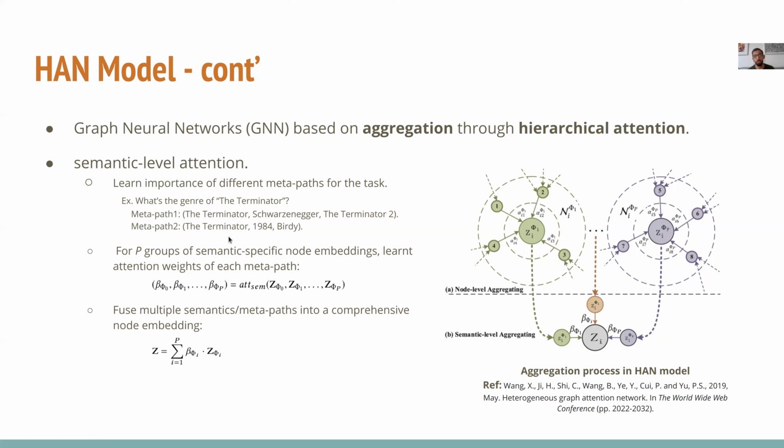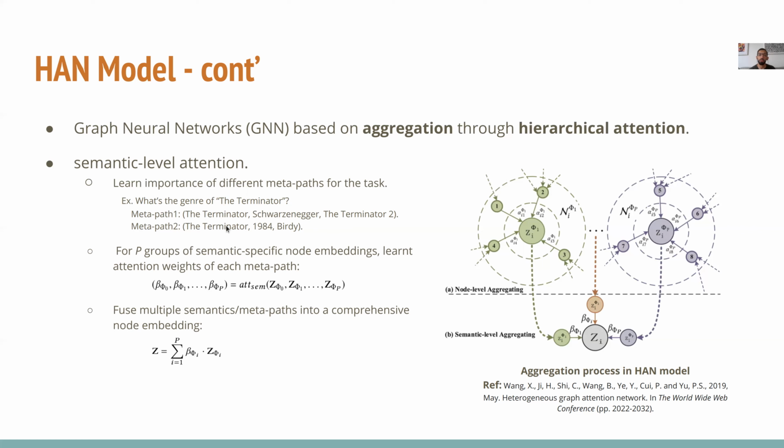And then we have Terminator 1984 and Birdie. I'm not sure what the type of Birdie is. I think it's romance or something, maybe, I'm not sure. But we can see in this example that this metapath gives less relevant information, or signal, to decide on the type of the Terminator, right?